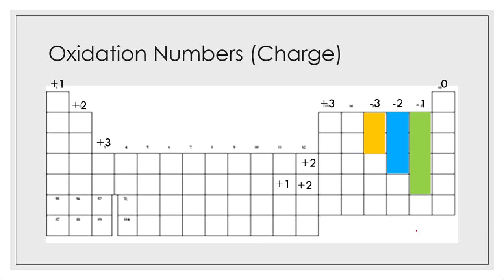Why? Because they already have a full octet, right? So take some time to label your periodic tables, whether you're labeling your big master copy periodic table or the notes. Make sure you have these down. These are oxidation numbers that you will have to know by heart. And these oxidation numbers we will be using next unit, so please make sure you memorize these now.